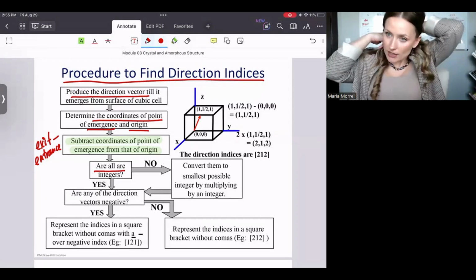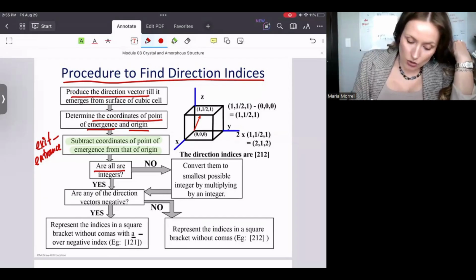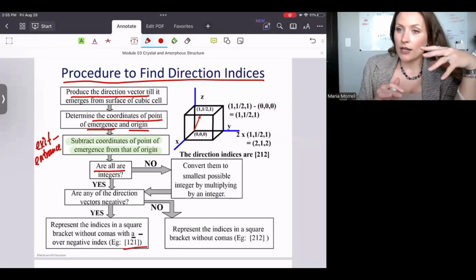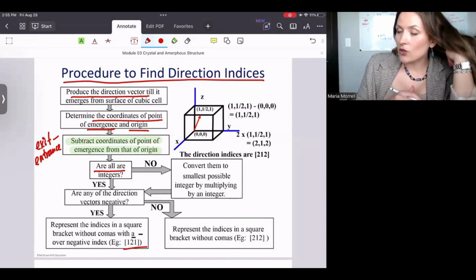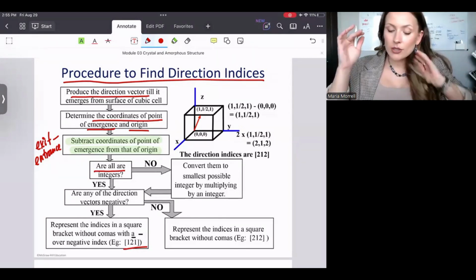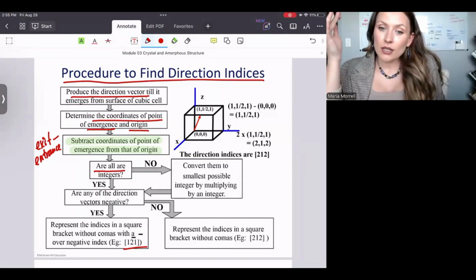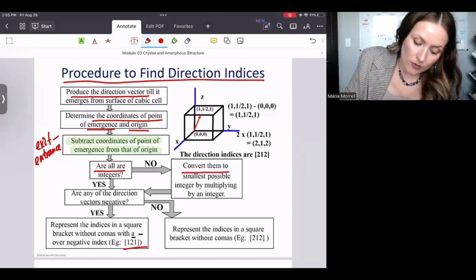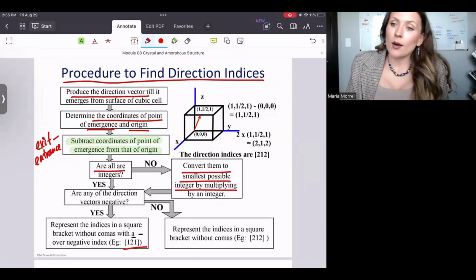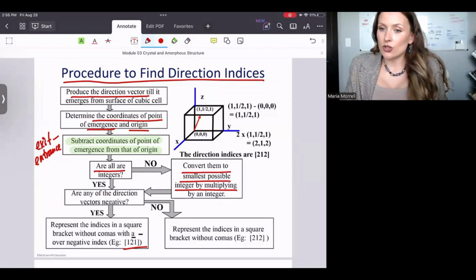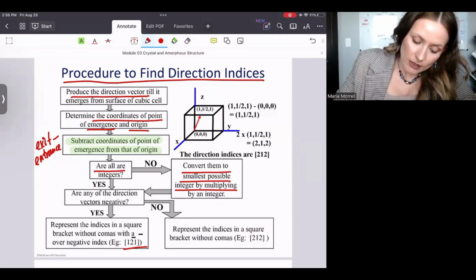One thing to keep in mind is that you do need to make sure that you use square brackets. And if the number is negative, you need to put a bar above the number. But if the numbers are not all integers, you need to convert them to the smallest possible integers by multiplying by an integer, right? Let's look at the example right here.